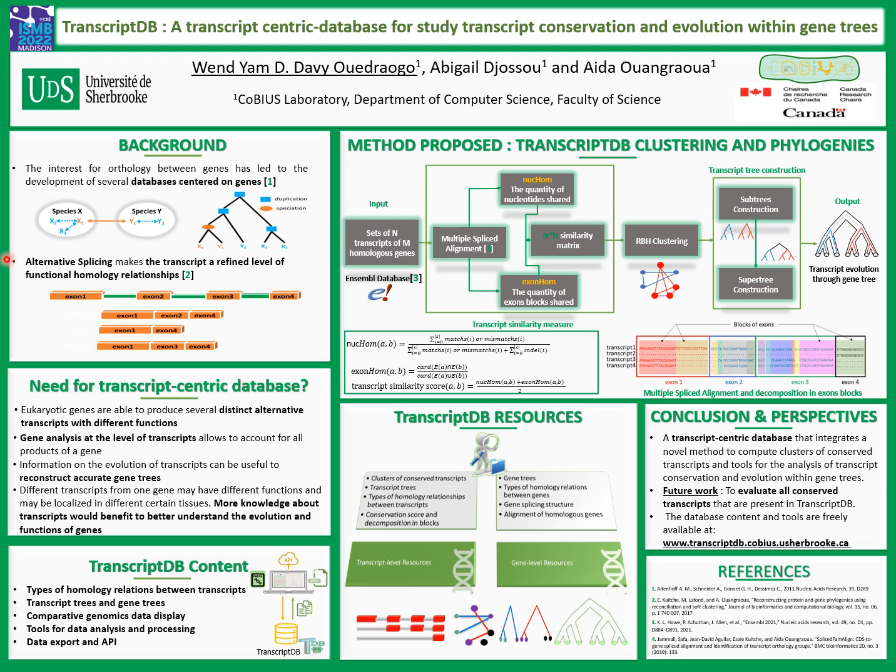Eukaryotic genes can produce several distinct alternative transcripts with different functions due to alternative splicing. Alternative splicing is a mechanism that gives transcripts a refined level of functional homology relationships.